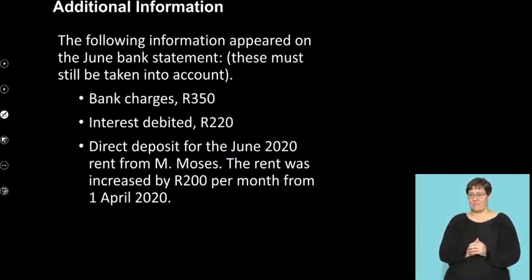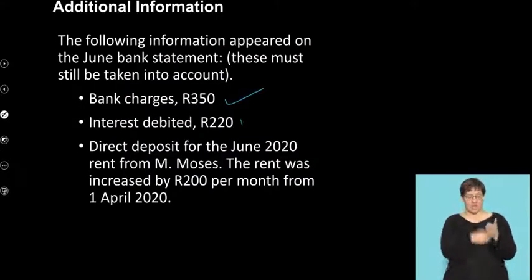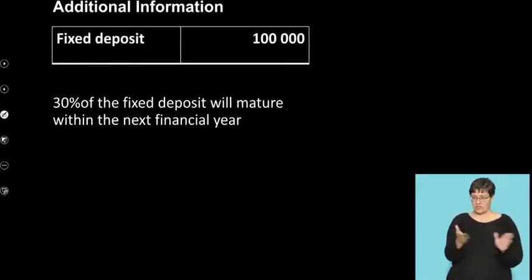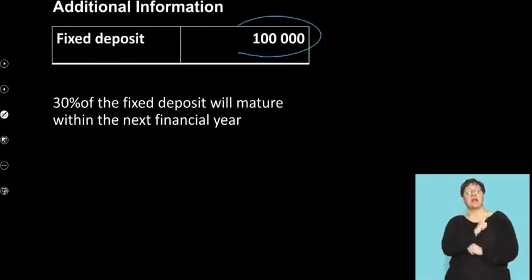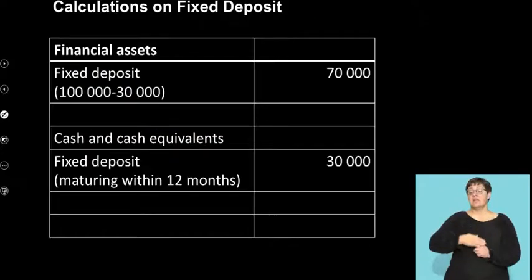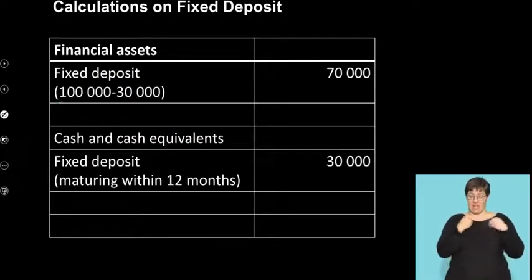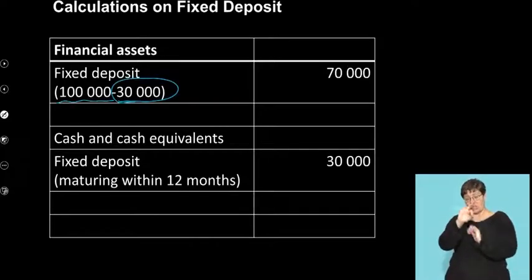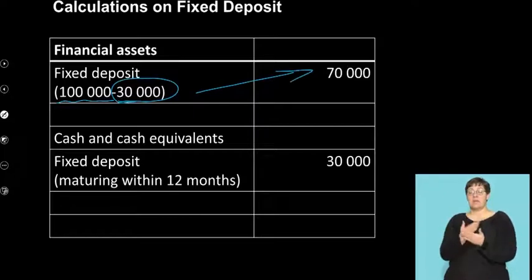So we've dealt with the bank charges, we've dealt with the interest, we've dealt with the direct deposit. Finally, we are told there's a fixed deposit of 100,000. 30% of the fixed deposit will mature within the next year. What are we going to do? Watch. Under my financial asset, I've got my fixed deposit of 100,000 minus the 30,000 that will mature. Therefore, my financial asset is now 70,000.